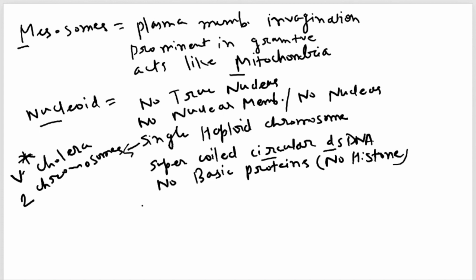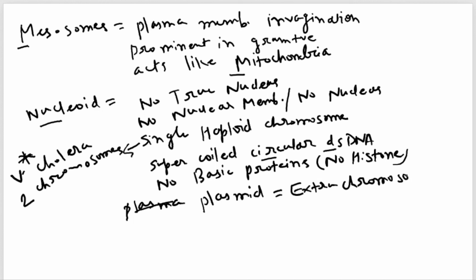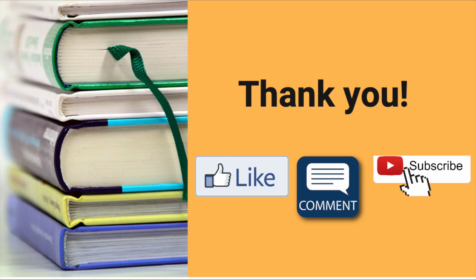Okay, there is one more important structure, we will come across it when we go through the bacterial genetics, that is plasmid. What is plasmid? Plasmid is extra chromosomal DNA.